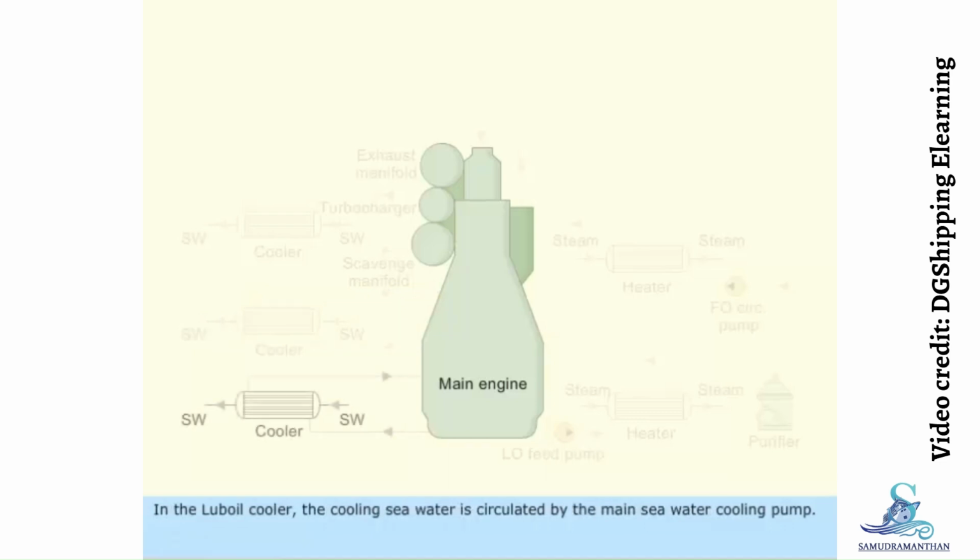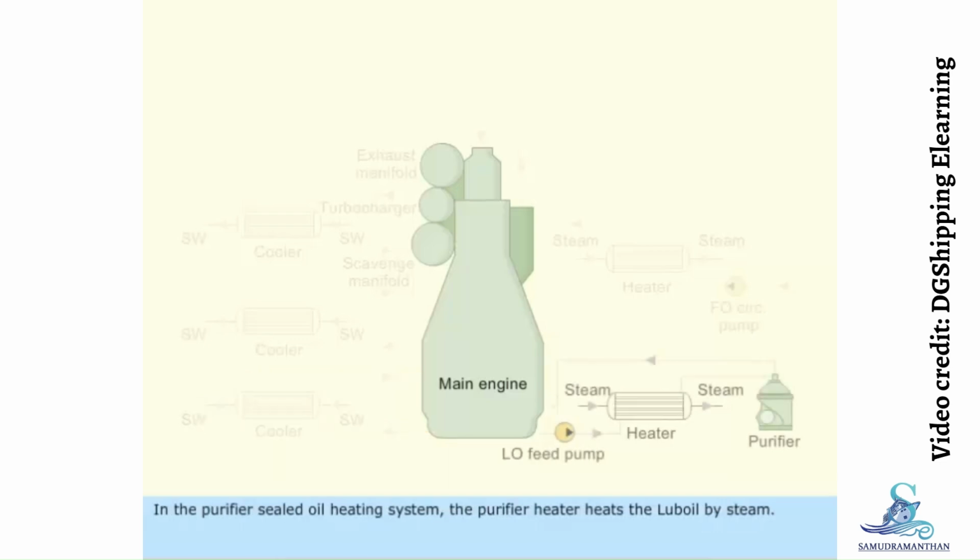In the lube oil cooler, the cooling seawater is circulated by the main seawater cooling pump. The main engine lube oil is cooled by seawater and circulated by the lube oil pump. In the purifier feed oil heating system, the purifier heater heats the lube oil by steam. The lube oil is treated in the purifiers and circulated back to the main engine lube oil sump.